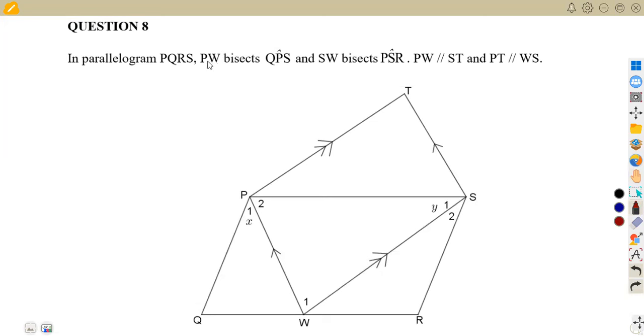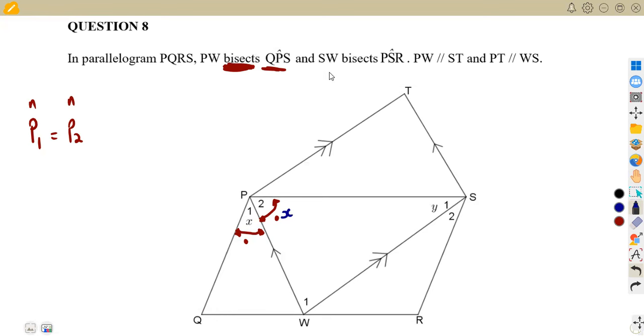Then we're given that PW, this line, bisects. Remember, to bisect is to divide into two equal parts. So it bisects angle QPS, which is this angle here. Q to P to S, there's an angle that is created here. So PW, this line, divides this angle into two equal parts. So it simply means angle P1 is going to be equal to angle P2. These two angles are equal. So angle P1 is equal to angle P2, which is equal to X, because this is X. So also this will be X, okay?